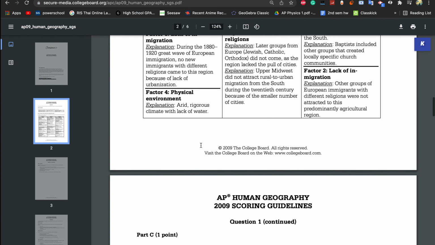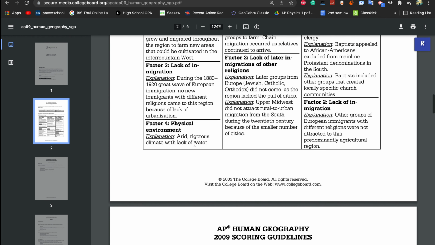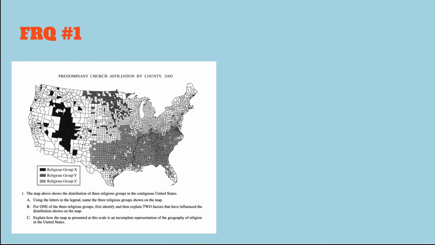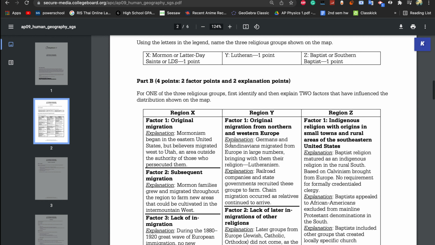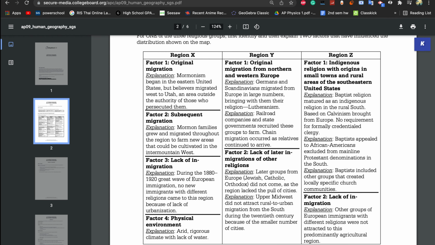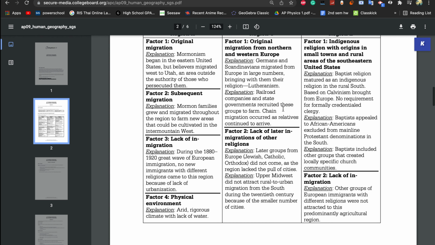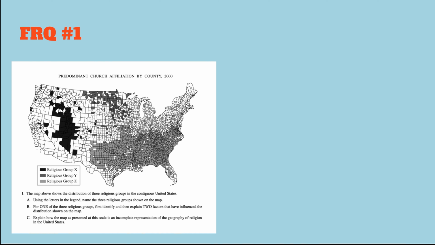You could talk about the physical environment. So it was arid, and it was a rigorous climate with lack of water. You could also look at the Lutherans in the north. And again, you can talk about migration. A lot has to do with migration, because that's really how these people spread.